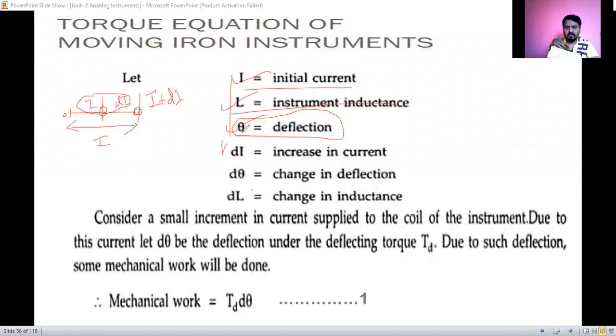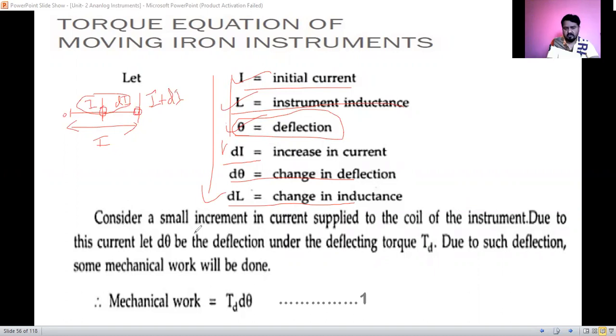So the change or increase in current is called dI. Change in deflection is called d theta. Change in inductance is called dL. So I, L, theta are current, inductance, deflection. Next, change in current dI, change in deflection d theta, change in inductance dL. These six letters are the representation we are considering.